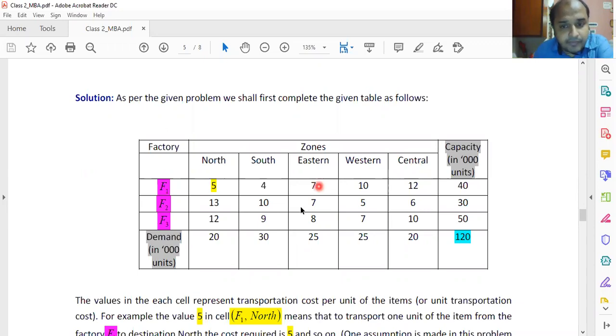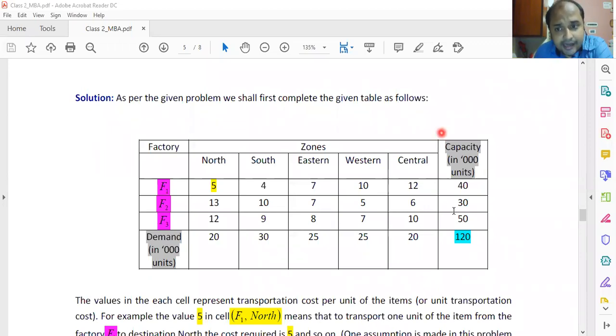In each zone, there are factories where the items produced in your factory can be stored. And what is the capacity of these zones? The destination in the north zone can intake 20,000, not more than that. The destination in the south zone can intake 30,000 items, not more than that. The destination in the eastern zone can intake 25,000, the western zone 25,000, and the central zone 20,000, not more than that.